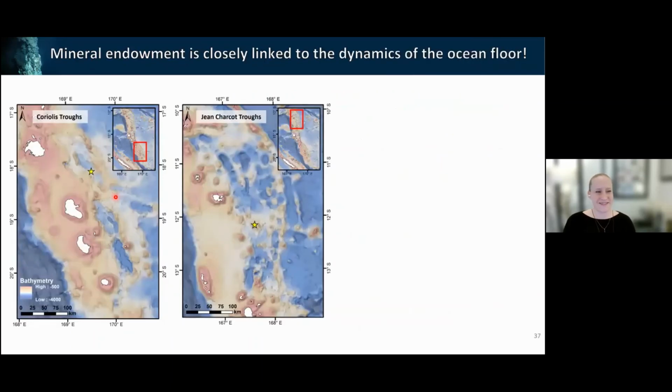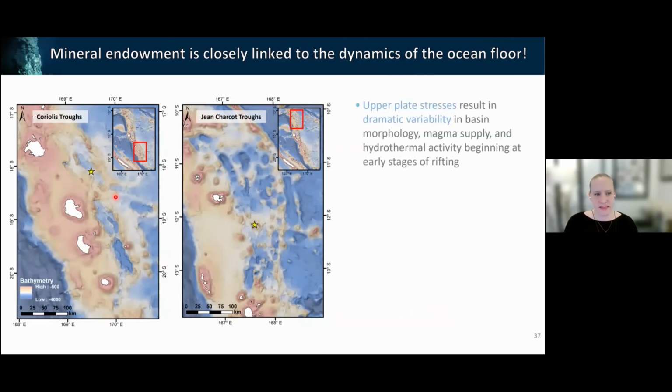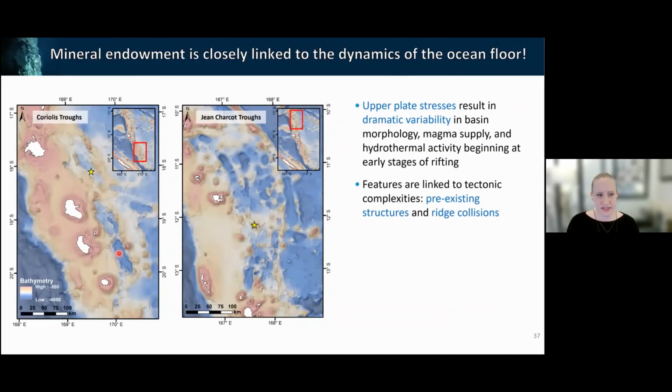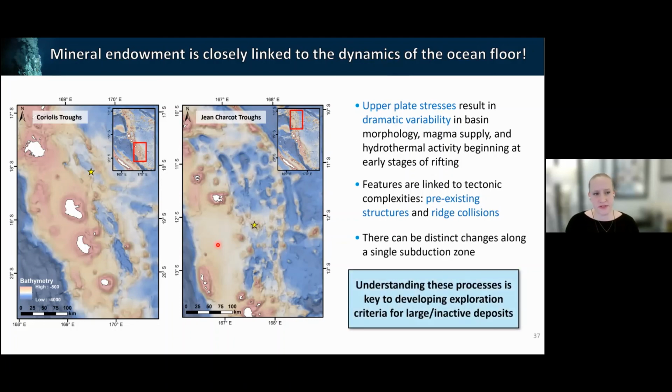So just the final comments here, just looking at this one single subduction zone, these upper plate stresses can result in dramatic variability in basin morphology, magma supply, and hydrothermal activity right from the earliest stages of arc rifting, but they do continue through when we get to more mature seafloor spreading. We can link features to specific tectonic events or specific complexities like pre-existing structures and ridge collisions, and this can result in distinct changes just along a single subduction zone. So we really need a better understanding of these processes to develop those exploration criteria and move forward.